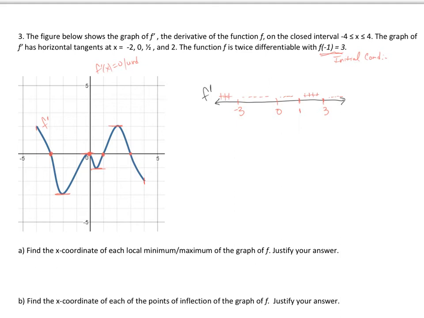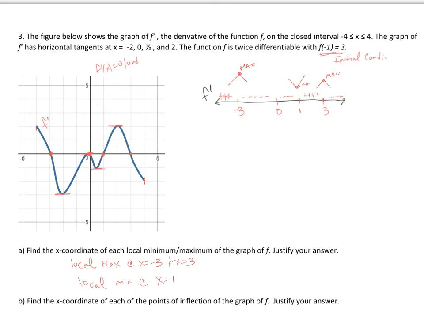So look at this right here. Positive slope to negative slope. Negative slope to positive slope. Positive slope to negative slope. So this is a maximum, and this is a maximum, and this is a minimum. So my local maximum occurs, remember local and relative mean the same, at x equals -3 and x equals 3. I have a local minimum at x equals 1.